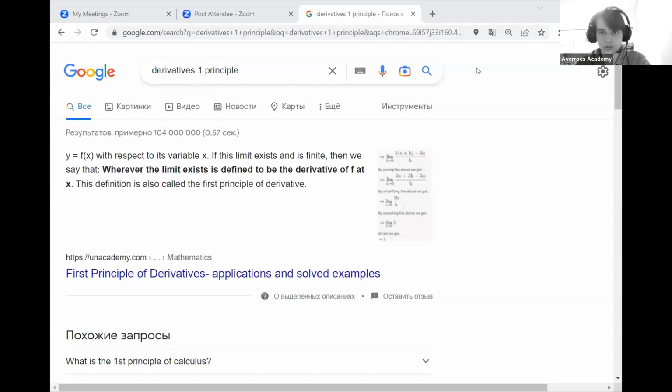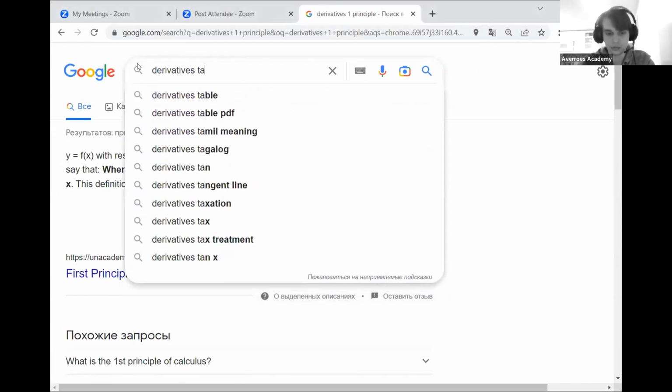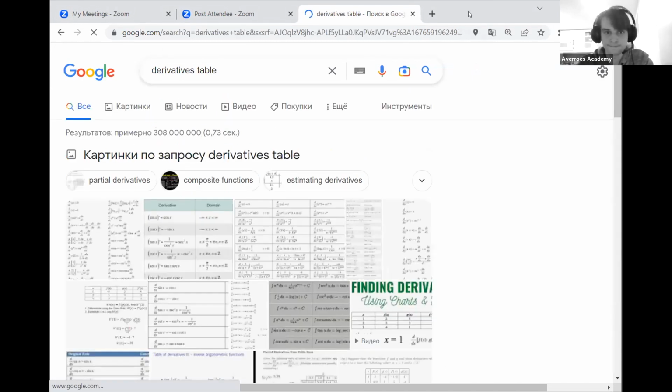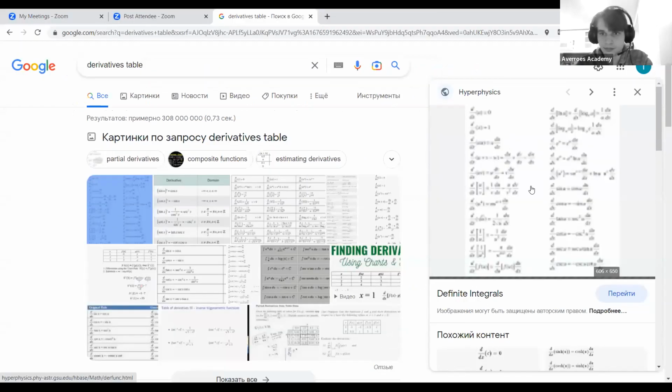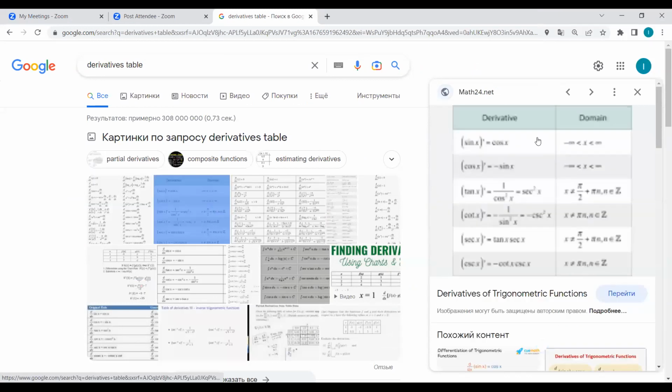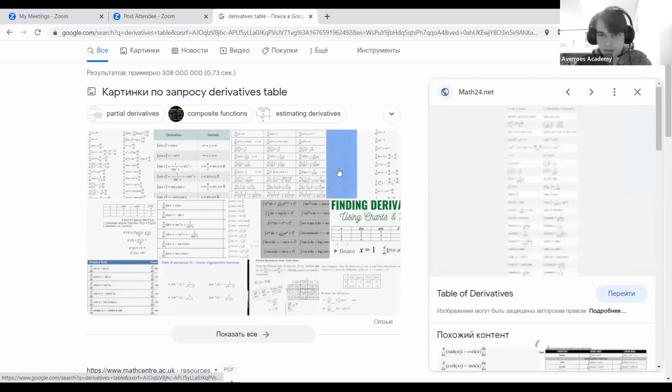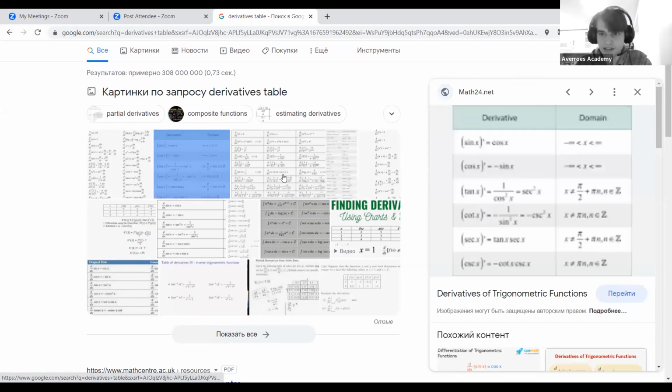Oh, okay. So here I go to Gmail, you see it? I go to derivatives table. Okay. Here. Is it just that one? There are lots. Yeah, there is. This is for trigonometry functions. I'll search it up and print it out. Which one should I print out, though?